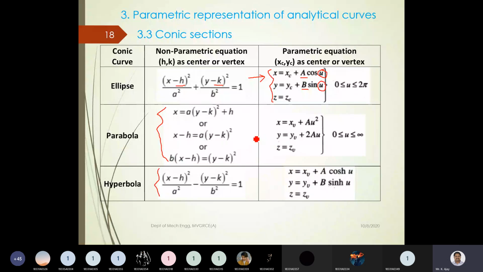And similarly for parabola, look at it here, u is varying from 0 to 2 pi, being it is an ellipse. Whereas for parabola and hyperbola, u varies from 0 to infinity. Okay, here also the same kind of limits. u is varying from 0 to infinity. So it is up to you how many u values you want to use, depending upon how much geometry you want to play with.